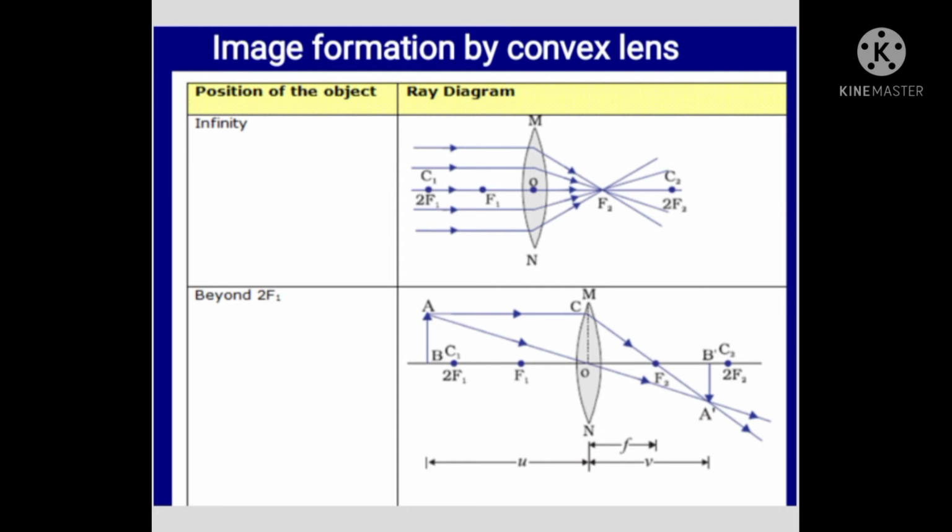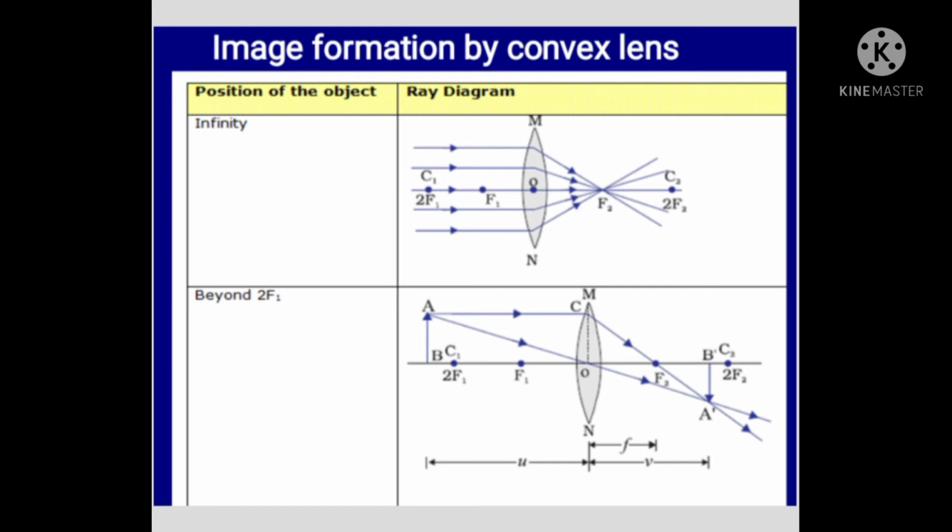The first position of our object is at infinity. In the case of a convex lens, you can observe that the parallel rays incident on the lens converge at a single point after refraction, that is at F2. So we can say that when the object is at infinity, the image is formed at F2, or the second focus, and the image is point sized and highly diminished.